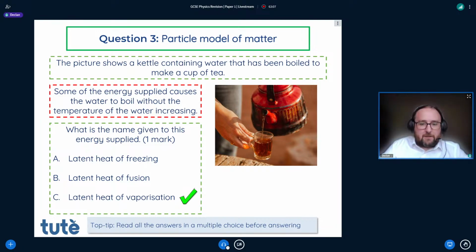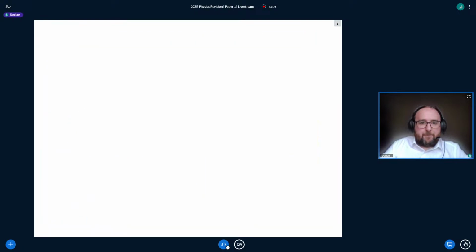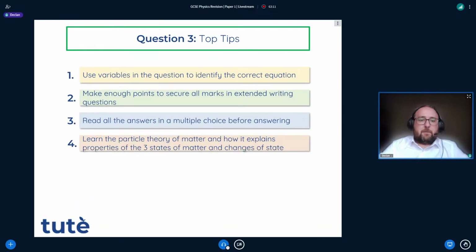Make sure you read all the answers before you pick one. So little top tips for that section: use variables in the question to identify the correct equation. Make sure you've got enough points to secure all your marks, so in that extended writing we did 6 points for 6 marks. Read all the answers in a multiple choice before answering. And make sure you learn the particle theory of matter and how it explains properties of the 3 states of matter and the change of state.